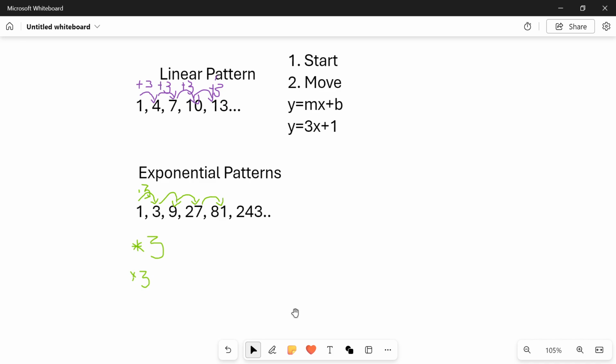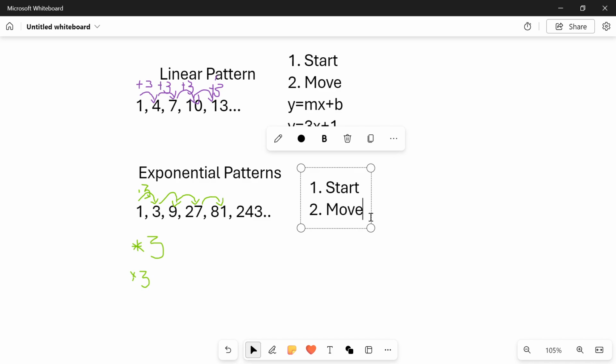What about these exponential patterns? Do you think we ought to also know where did it begin? Like where does it start? And then second of all, how does it move? Turns out you're right. So y would have to be equal to, where does it start? Well, this one also started with 1. Then how did it move? It didn't go up by 3 each time, so it's not plus 3x, right? It's not 1 plus 3x, but it's times 3.